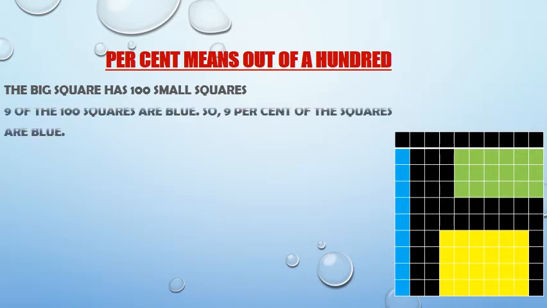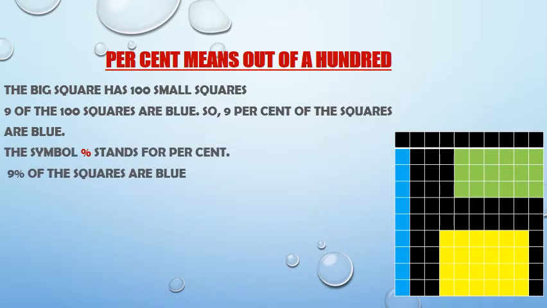So 9 of the 100 squares are shaded blue in color. So we can say that 9 out of 100 or 9% of the squares are blue. As we have told you, percent means out of 100. The symbol which is written in red color, this symbol stands for percent. Therefore, 9% of the squares are blue. Here we have written the symbol for percent.